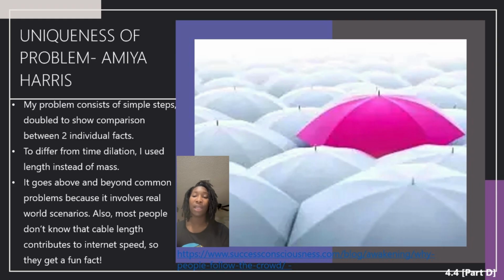My problem is unique because it consists of simple steps, double to show comparison between 2 individual facts. And to differ from time dilation, I use length instead of mass. It goes above and beyond common problems because it involves real world scenarios. Also, most people don't know that cable length contributes to internet speed, so they get a fun fact by learning my problem.